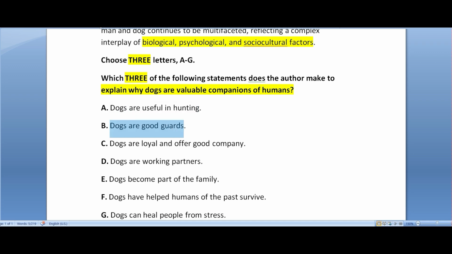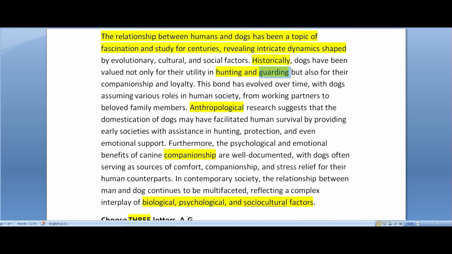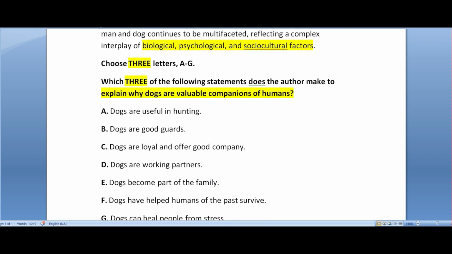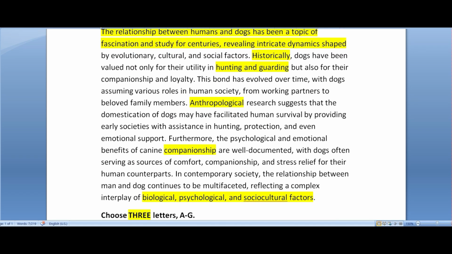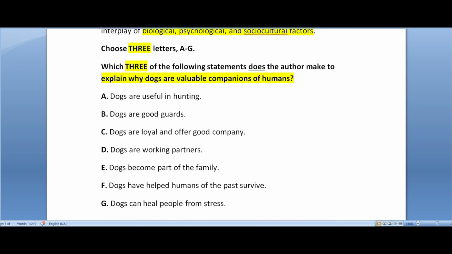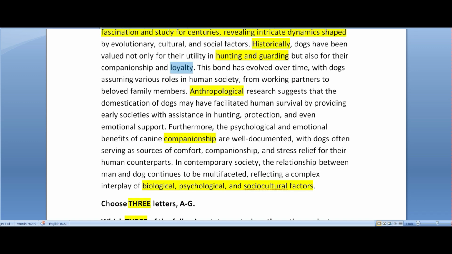Dogs are good guards. This is another way of paraphrasing guarding, utility in guarding. They have become good guards. And also C, dogs are loyal and offer good company. Another way of paraphrasing dogs' companionship. They offer good company. This is the paraphrasing going on. And loyal and loyalty. So we have paraphrasing changing the grammar of the words.